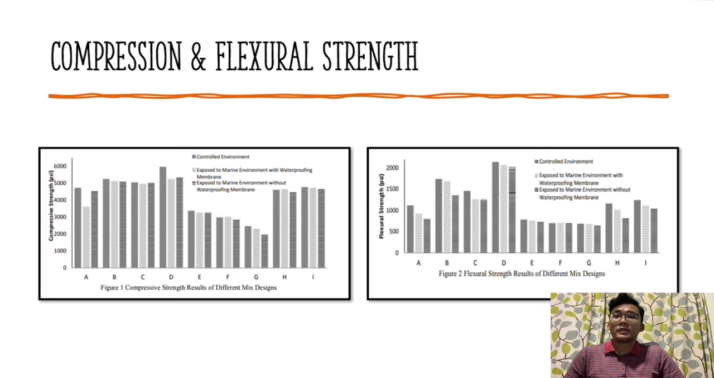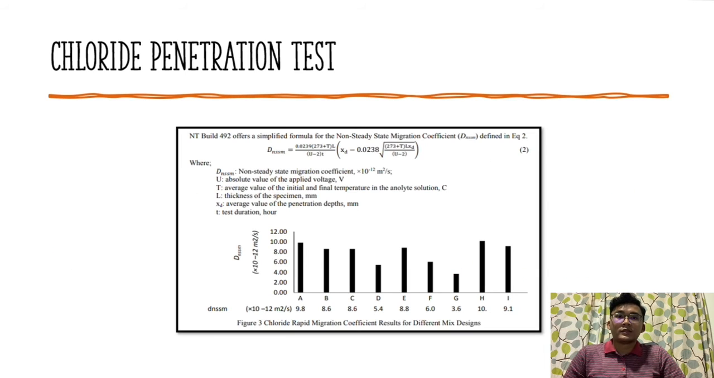Next is chloride penetration test. The test was performed for the chloride ion diffusion coefficient, the non-steady state migration coefficient, according to the specification provided by NT Build 492. The average temperature of the analyte solution was 30 Celsius throughout the test, and 60 volts was supplied for 18 hours. This is the equation.